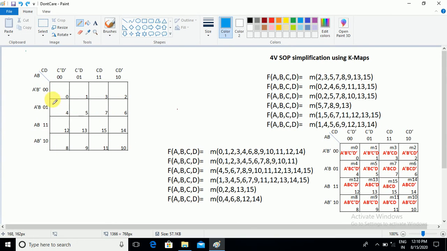The problem: 4, 5, 6, 7, 8, 9, 10, 11, 12, 13, 14, 15.